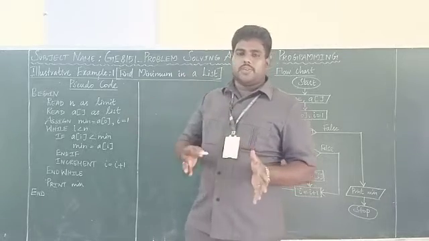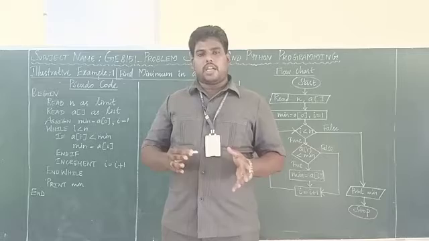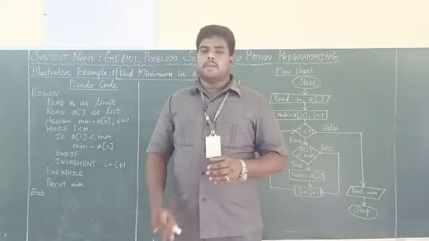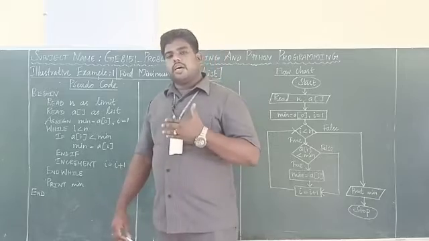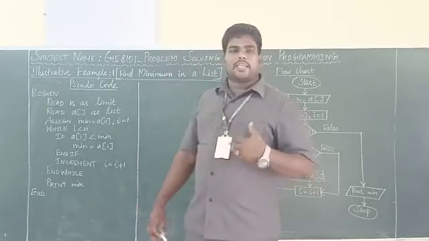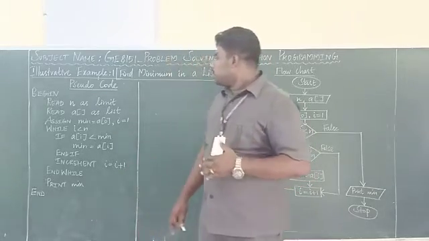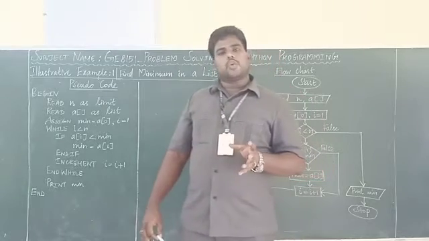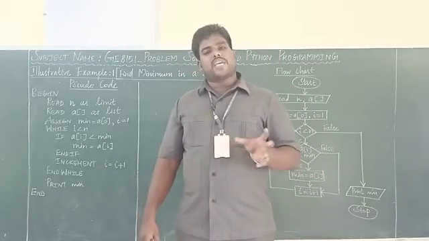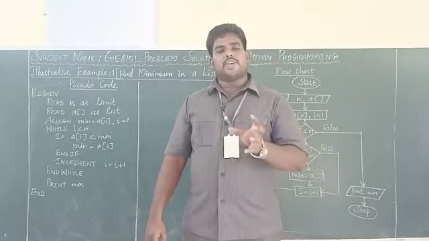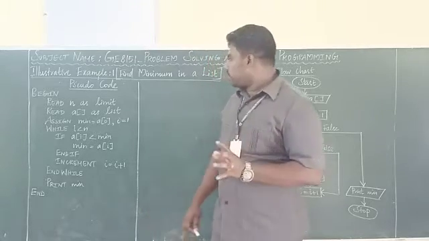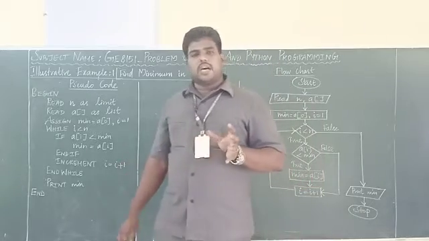In the previous video session, I explained the algorithm for finding the minimum element in the list. In this session, I am going to explain the pseudocode as well as the flowchart. So, what is pseudocode? Pseudocode means writing the algorithm with the help of keywords. It's another way to represent the algorithm. So, same concept. What's the logic?